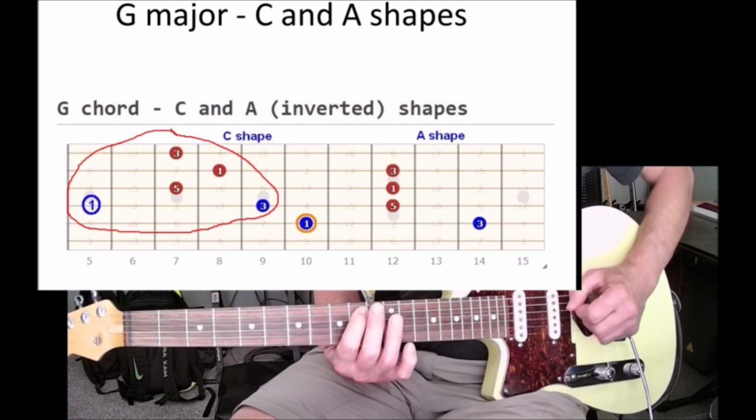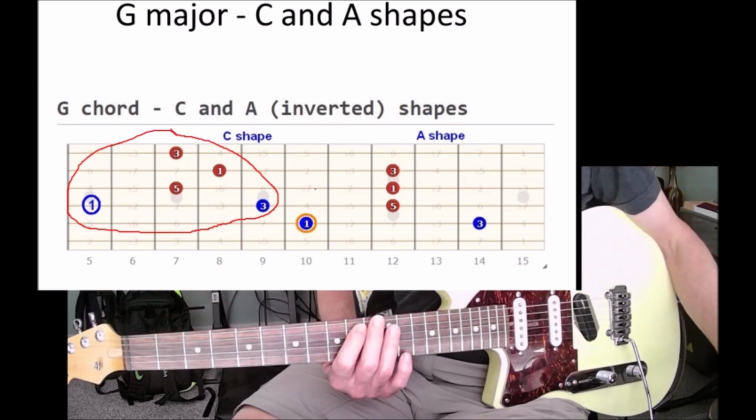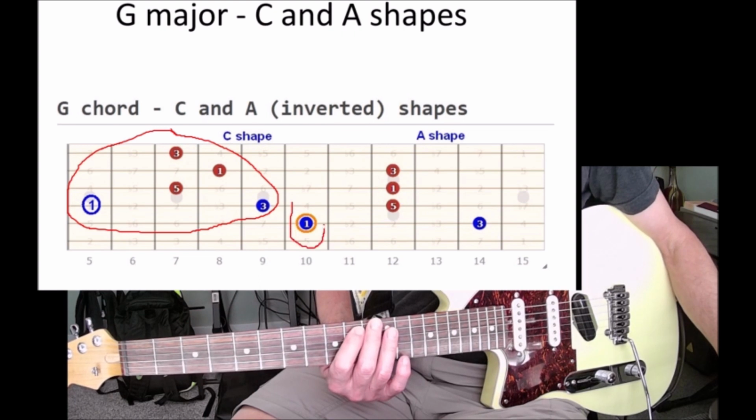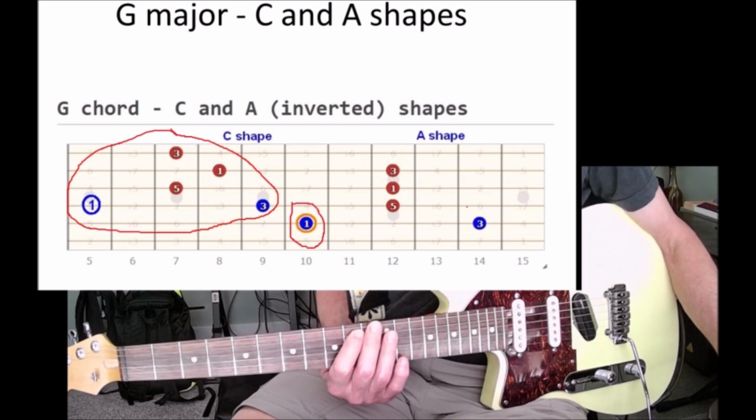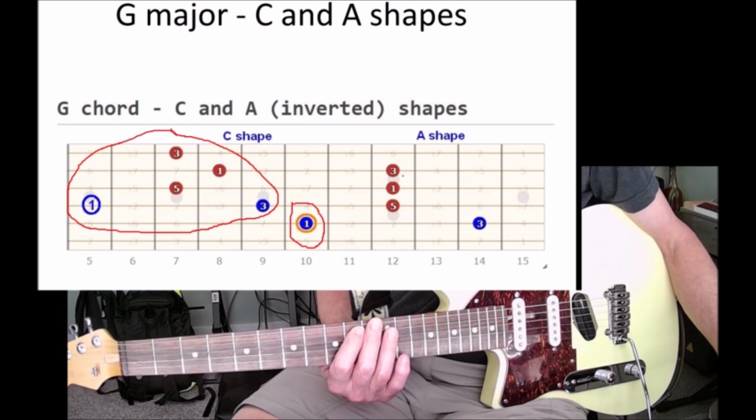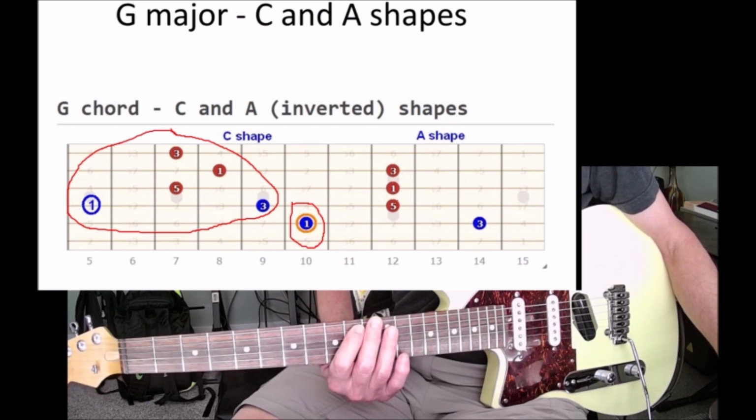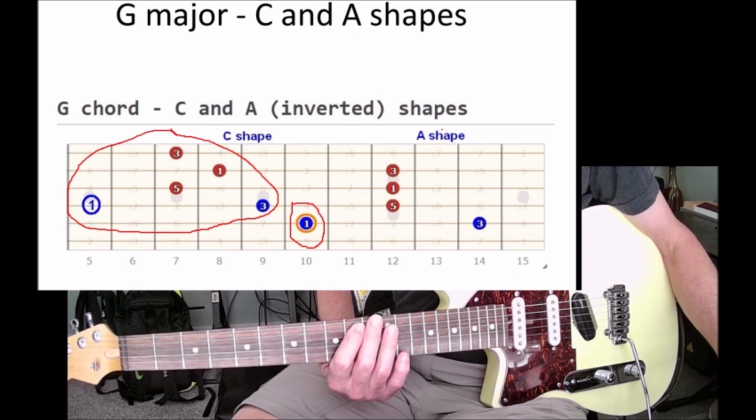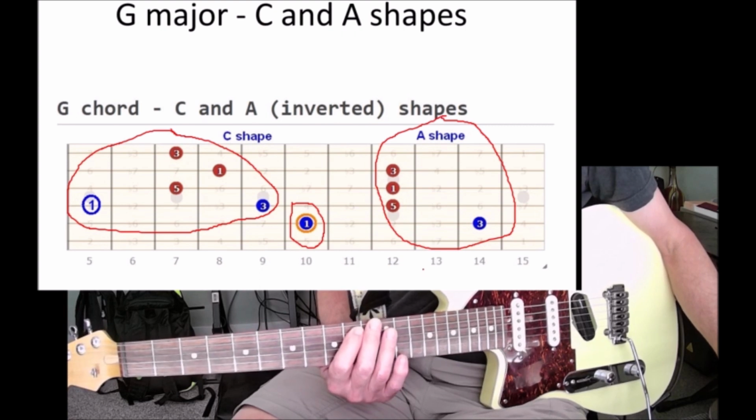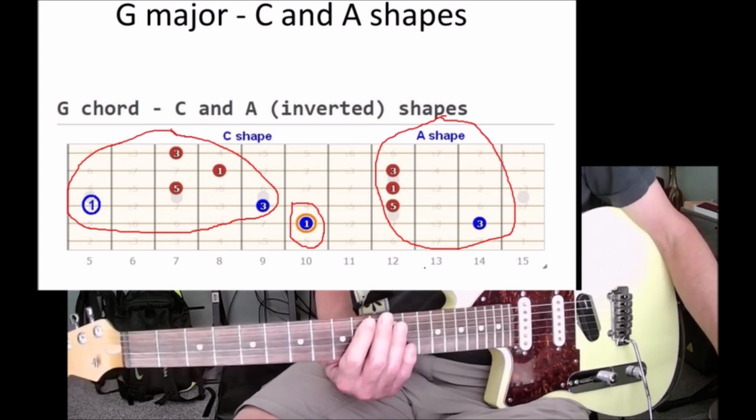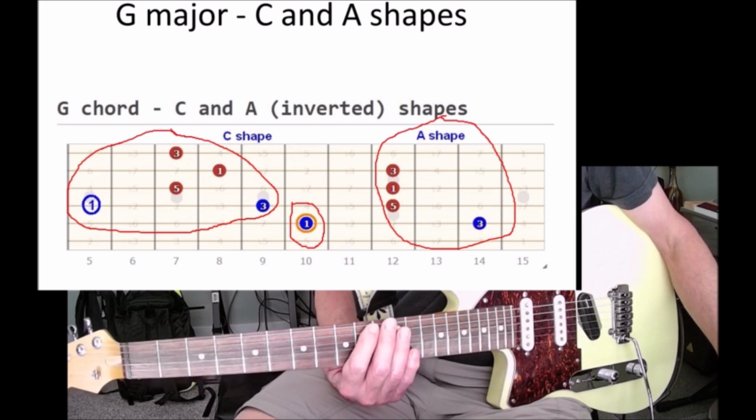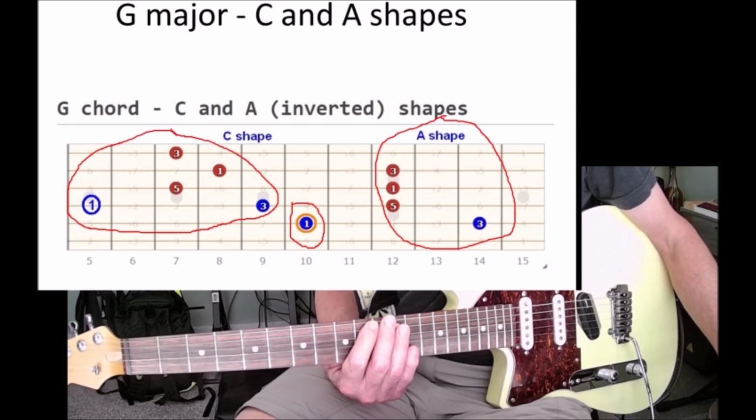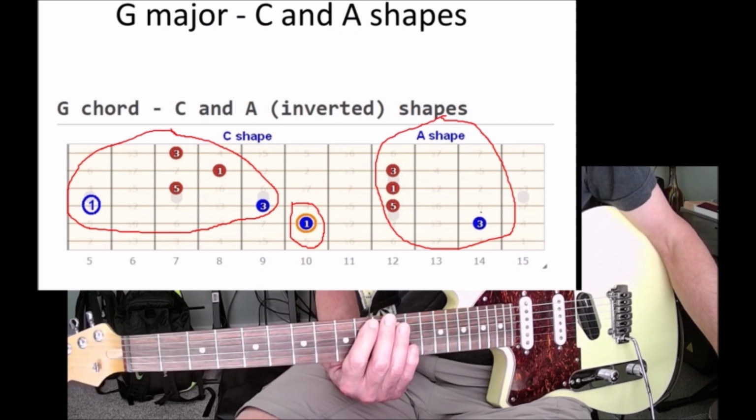And notice I've got this one over here. It does belong with the A shape, but I'm looking at it inverted. This right here is what we call an inverted A shape. With an inverted chord, first inversion means that the third is the bass note, the lowest note of the chord. If it was a second inversion, the five would be on the bottom, like this.